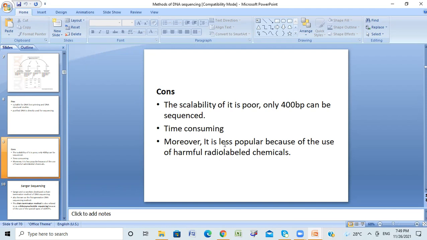So the most important constraint is it's less popular because of the use of the harmful radio labeled chemicals. The 5 carbon end is going to be radio labeled, so that is hazardous to humans. That is a major constraint of the Maxam-Gilbert method. Otherwise there are three constraints. Scalability is poor, only 400 base pairs can be sequenced, and it is a time consuming method. At the same time, it is less popular because of the use of the harmful radio labeled chemicals.